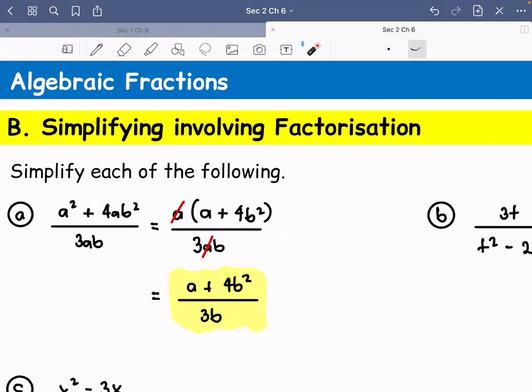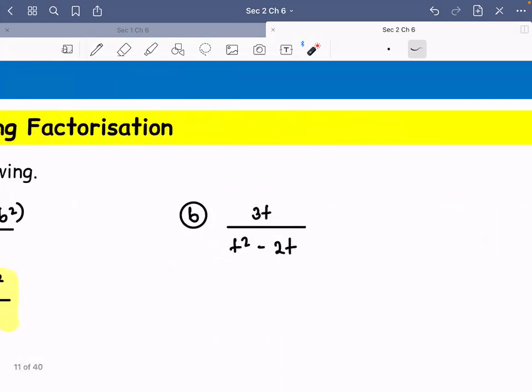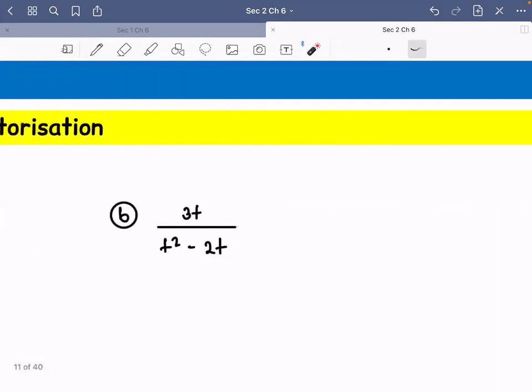Now let's have letter B. So letter B, we have 3t over t squared minus 2t. As you can see, guys, we cannot do anything with 3t, so let's just write 3t like that. How about t squared minus 2t? Can we factorize this with something? Can we look for a common factor? What's your common factor? It's t.